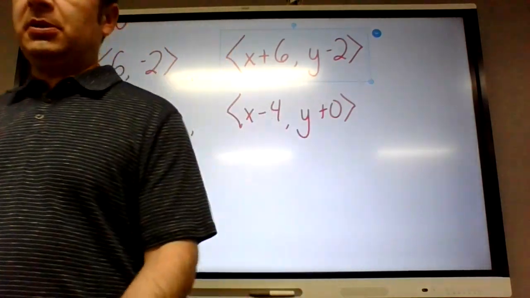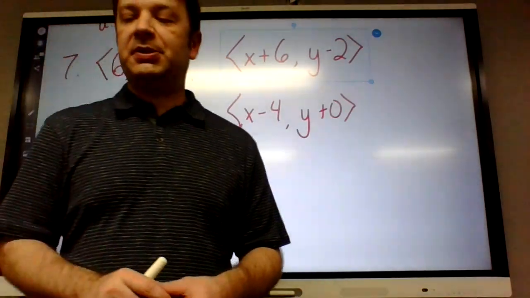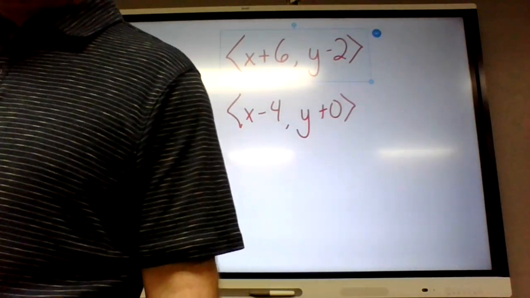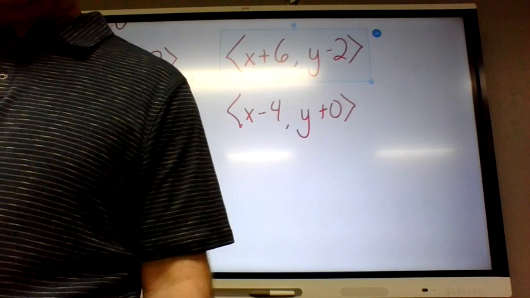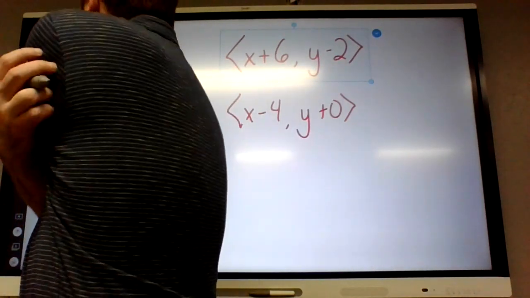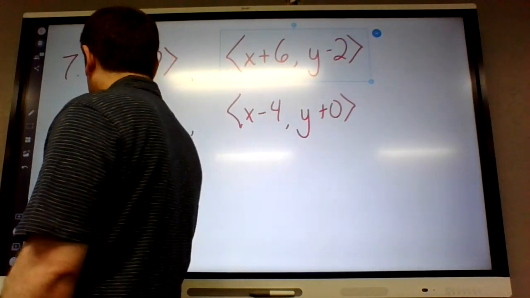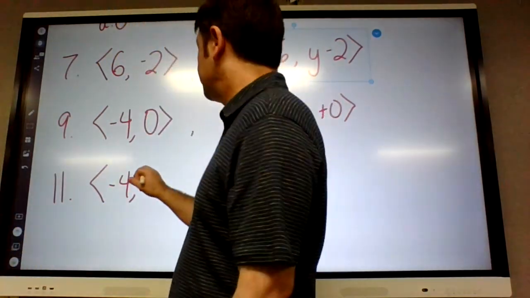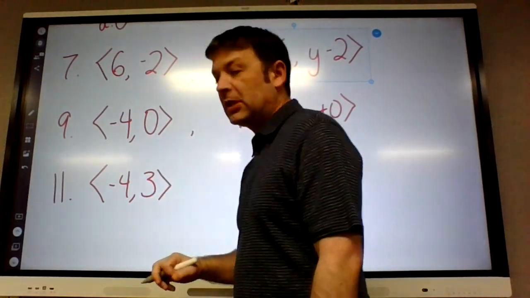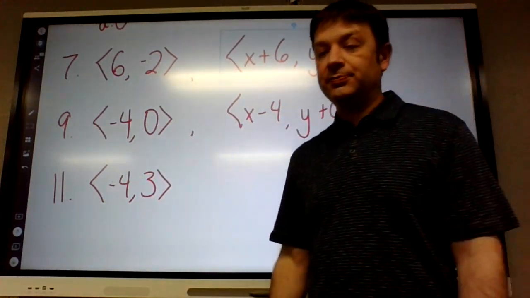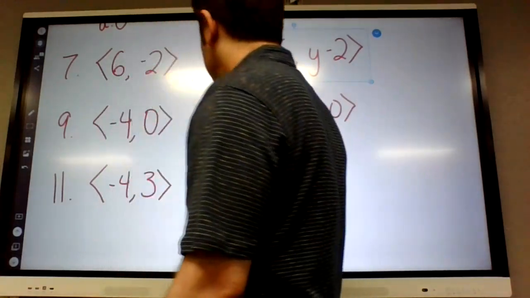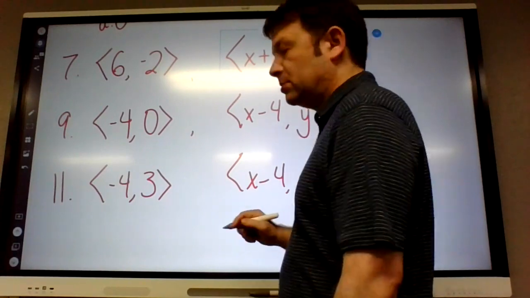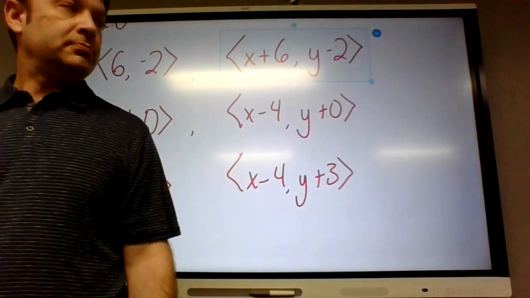On 11, we're starting from center C to center C prime. How does that one move? Left 4, so that would be -4, and then up 3. I was going down. I was looking at black. So start at black, go to red. So that would be x minus 4, y plus 3.